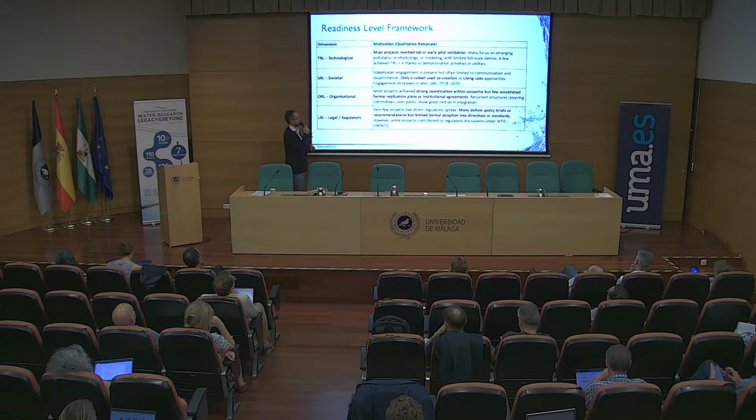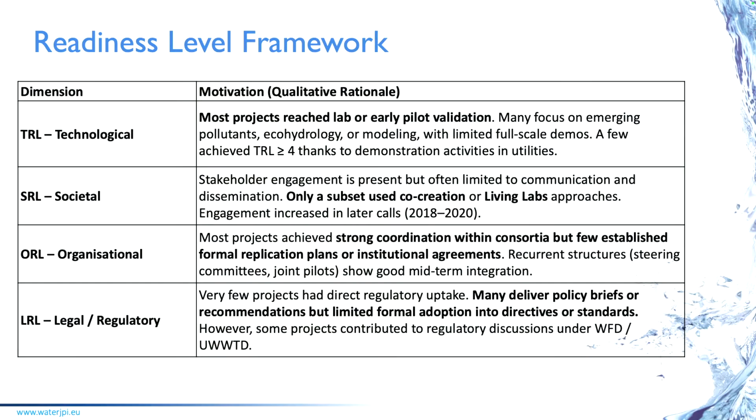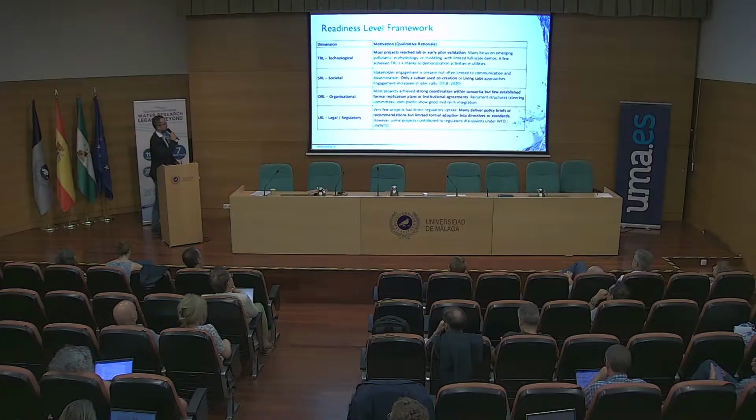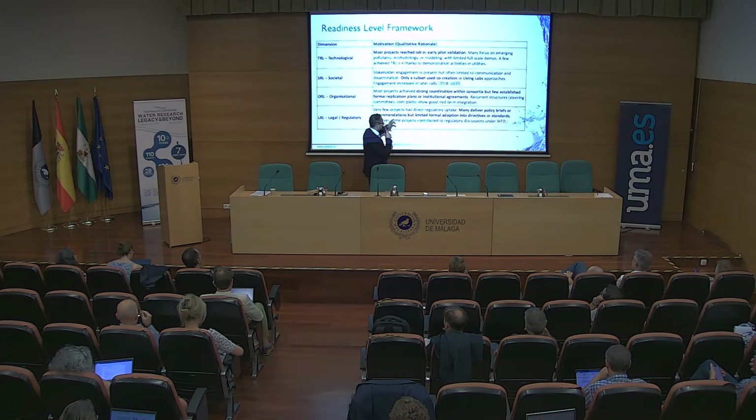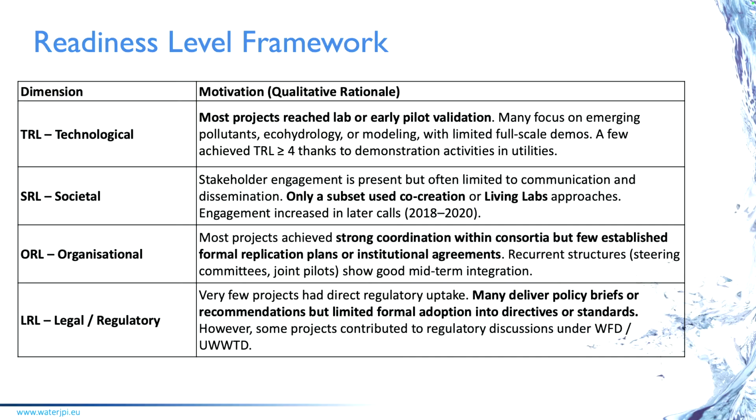In terms of organization, most projects achieved strong coordination within the consortia, but only few established a formal application plan or institutional agreement also with stakeholders. An institutional agreement is something that has gone through the approval of the governments, for example, regional government and authorities. And we can see that in terms of steering committees and joint pilots, in the evolution of Water JPI, a very good improvement was observed.